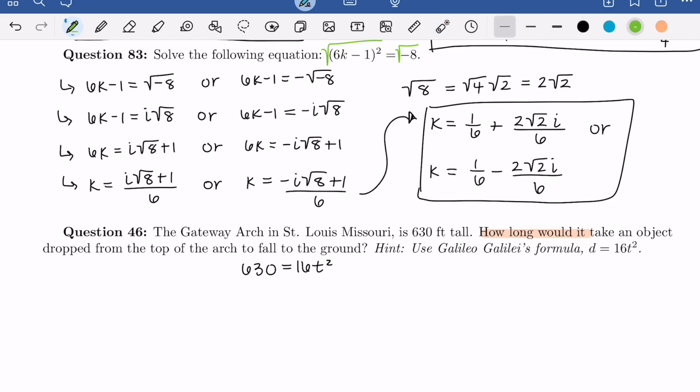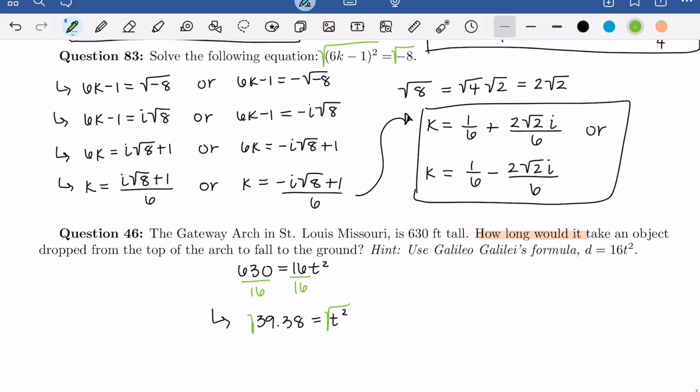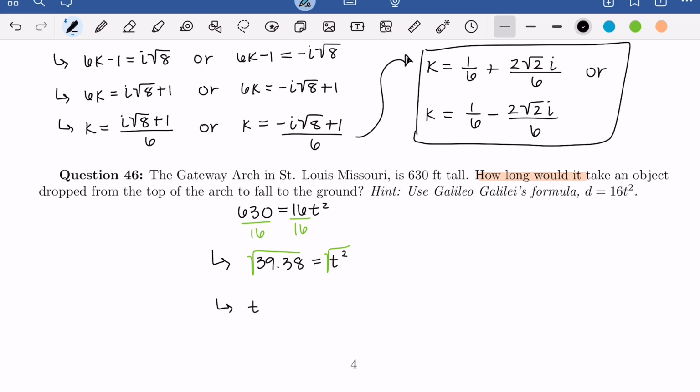So we're going to use our square root property, but the first thing we're going to do is completely isolate our variable. So we're going to have 630 divided by 16, which is roughly 39.38, rounding that, equal to t squared. So solving for t, we're going to take the square root on both sides. So this means t is equal to the square root of 39.38, or t is equal to minus that.